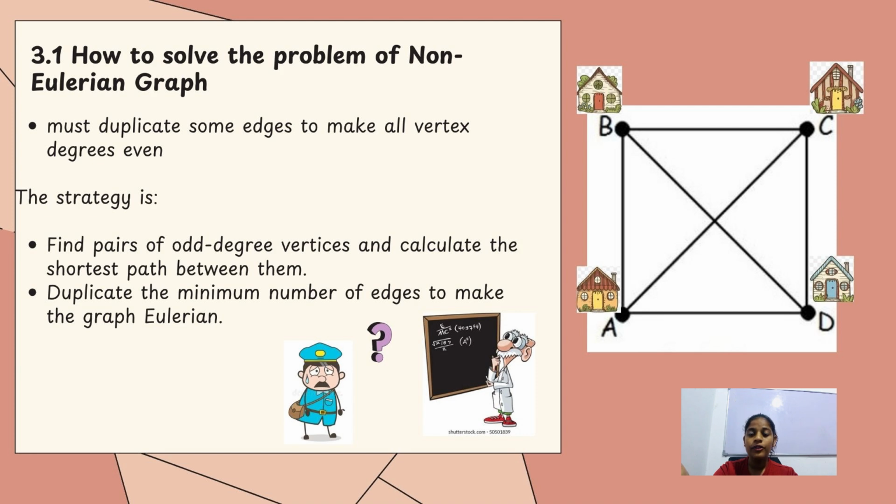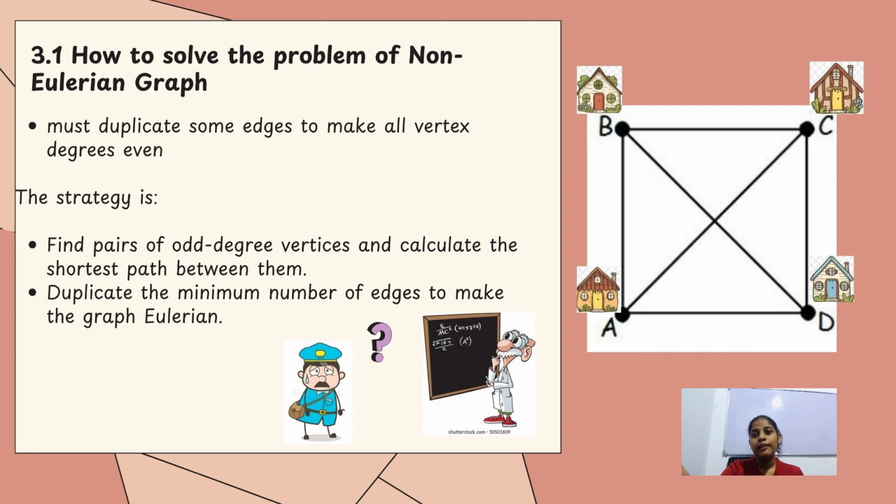The strategy is to find pairs of odd degree vertices and calculate the shortest path between them, then duplicate the minimum number of edges to make the graph Eulerian. In this graph, we can take an example pair of odd degree vertices, A to B, C to D, and determine the minimum additional edges to add. One possible solution is to duplicate edges A-B and C-D. This way, the postman can cover all streets and return to the starting point without missing any.